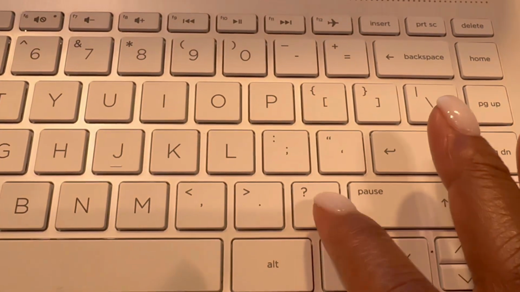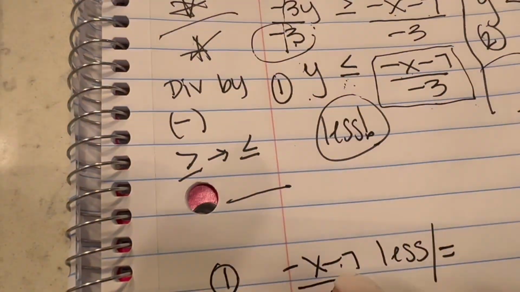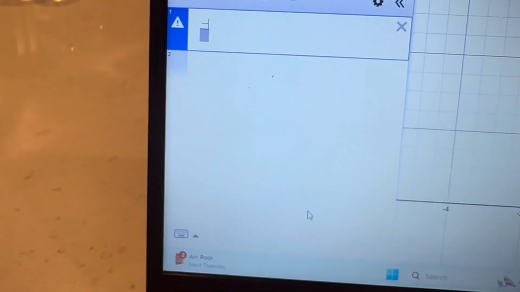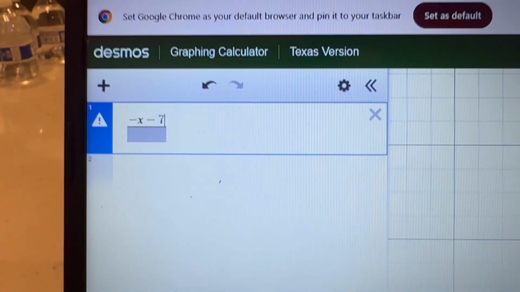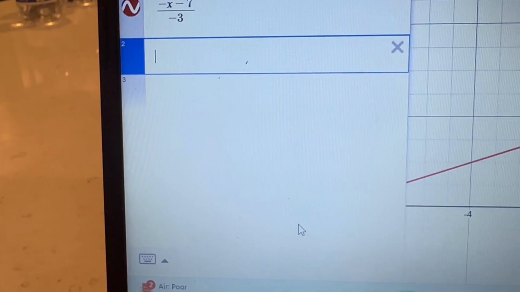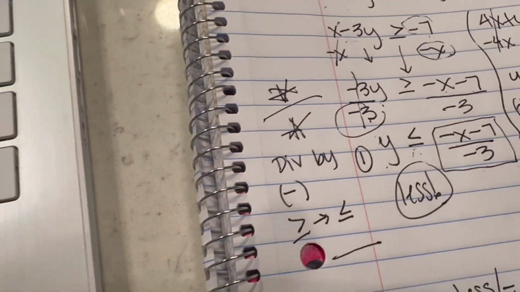-x. Okay, to get the fraction bar, hit this fraction bar right here. Okay. There you go. -x minus 7. Make sure no capital. Bring it down, -3. That's the first one. Make sure you typed it in correctly. Be careful with your negatives.